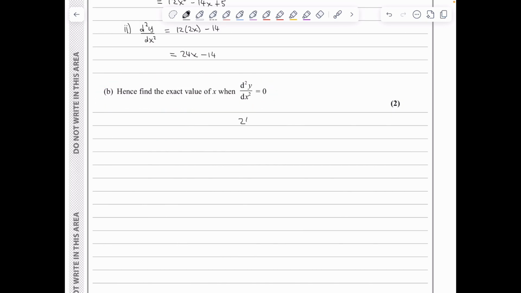So we're looking at 24x minus 14 is 0. So we've got 24x is 14. And if I divide both sides by 24, we arrive at x being 7 over 12.